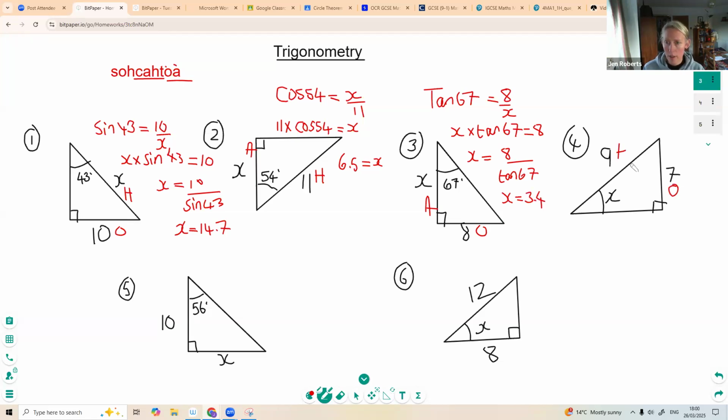Opposite, hypotenuse, sine. Sine X equals the opposite over the hypotenuse. Want the X by itself, so I'm going to sine to the -1 both sides. Sorry, I should have written that as 9. Sine to the -1, 7 divided by 9 is 51.1.